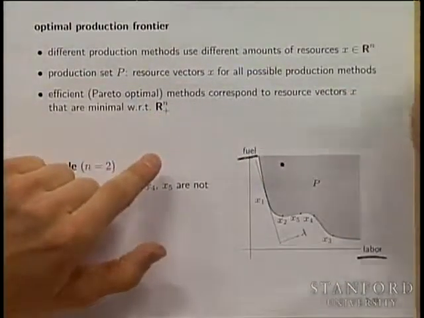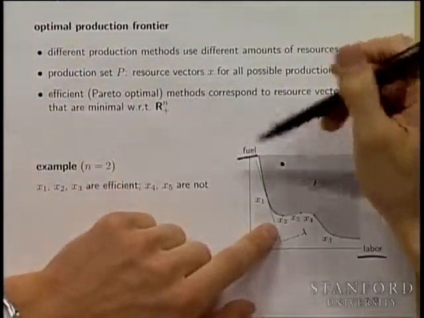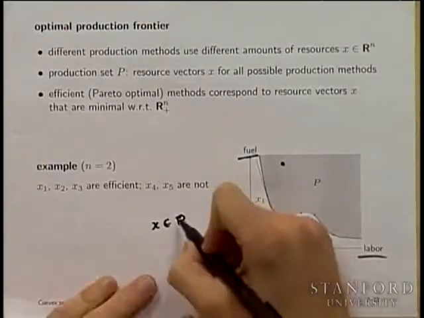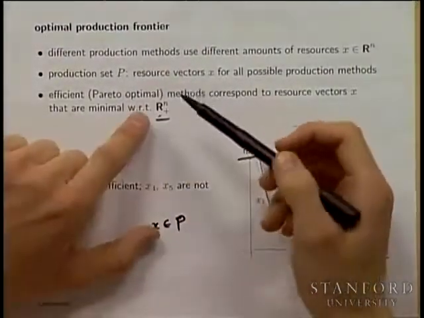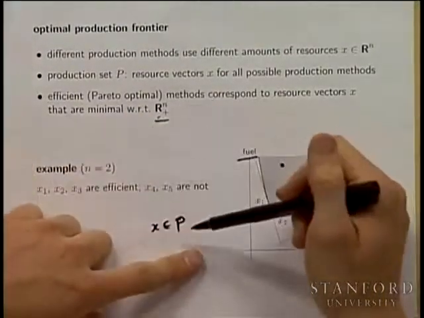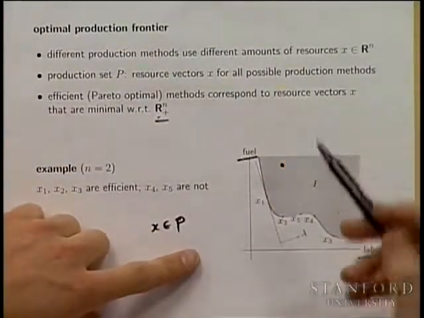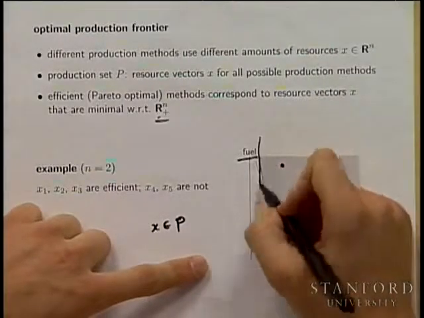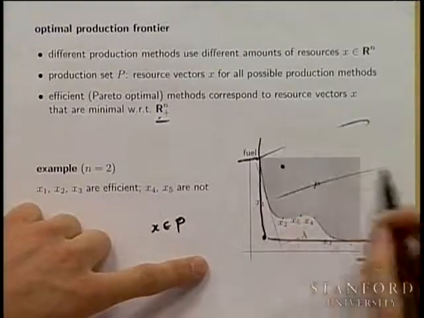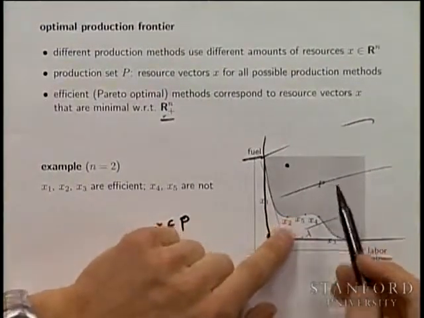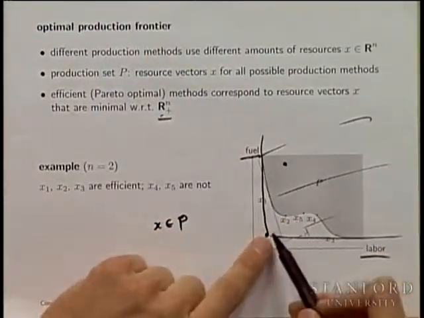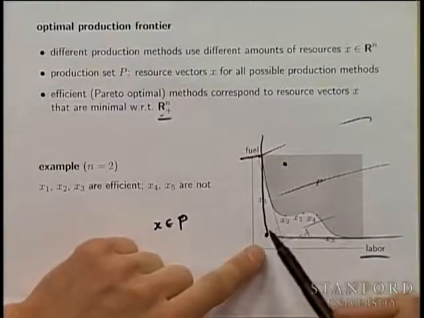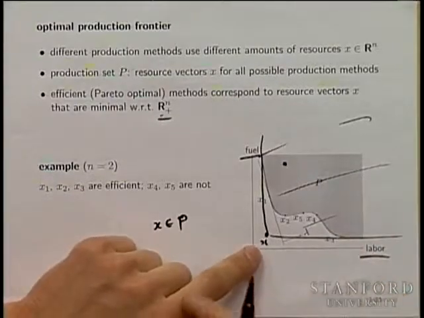Now first of all, what would it mean if we had a minimum element? So let's say we had x in P, and we're using this generalized inequality with R plus to the n. Now if x was a minimum in the set, say this was in the set, then the whole of P would lie within this. And that would say that any production method requires more labour, more fuel, or both than x.